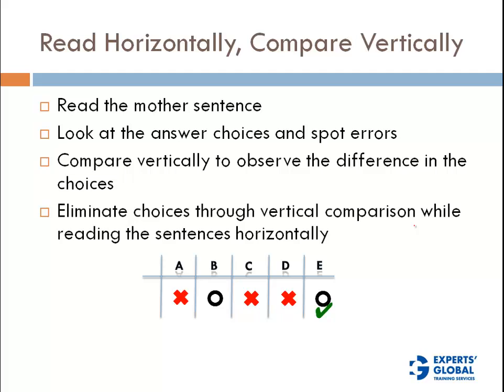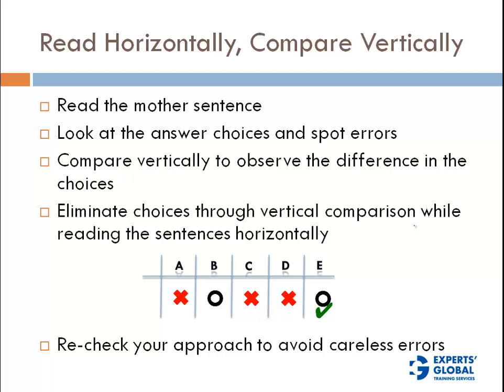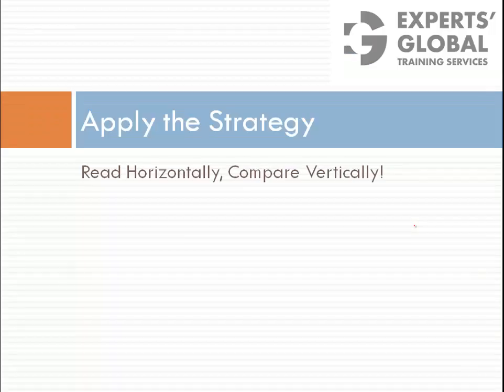On every grid of yours, there would be 3 cross marks and 1 check mark. And before you mark the answer on your screen and move to the next question, it is important that you recheck your approach once to avoid careless mistakes. So let's now apply this strategy on a live GMAT question for better understanding.